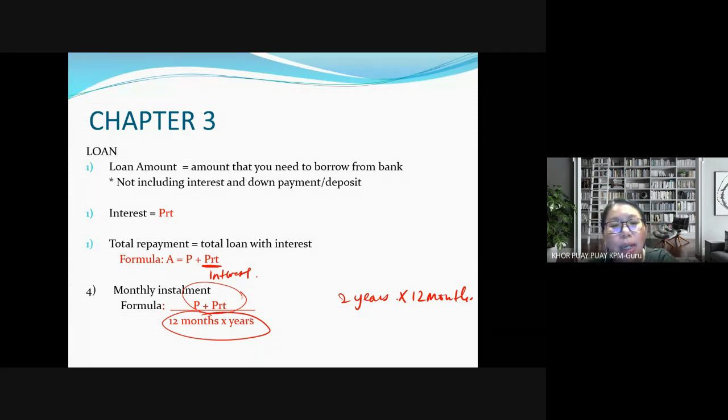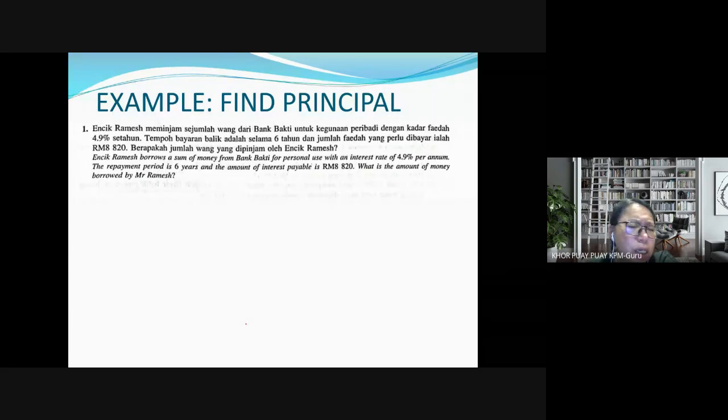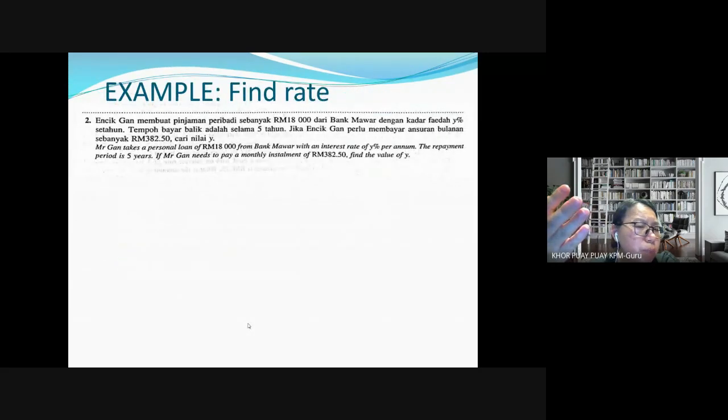Okay, right. Next one, they might ask you questions like find your rate, find how many years you need to pay back, or find the principal, how much do you owe the bank when you're paying this interest, something like that. So they might twist and turn, ask you this, ask you that. All use what? All use the formula A equals P plus PRT, or the simple interest PRT. Okay, so they might ask you a lot of things.